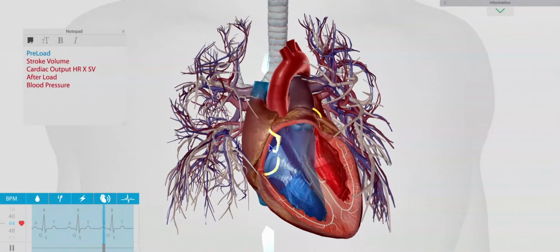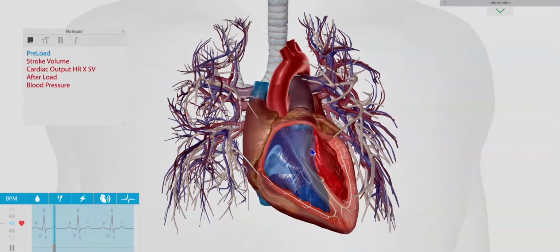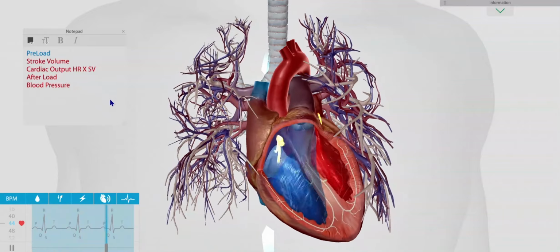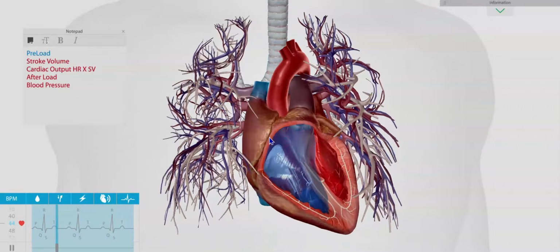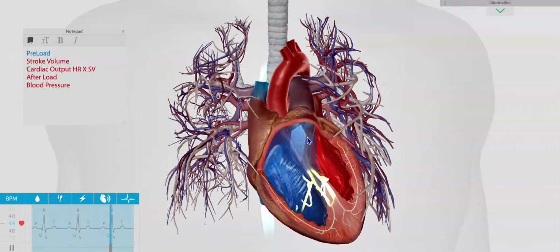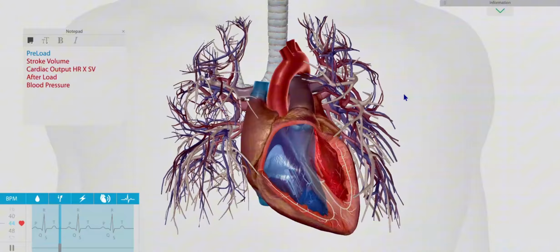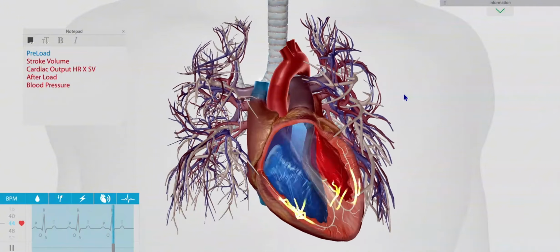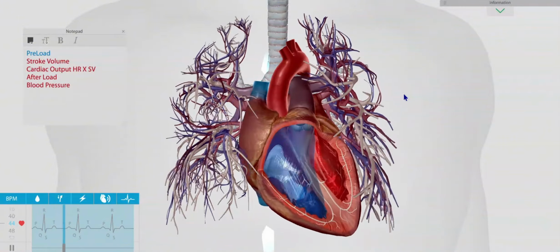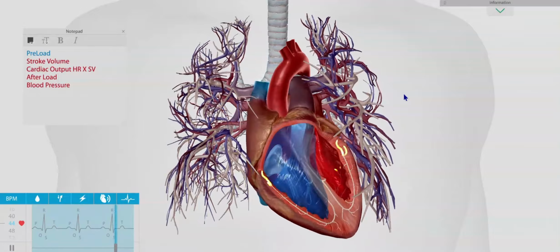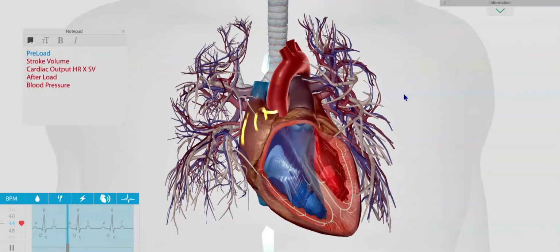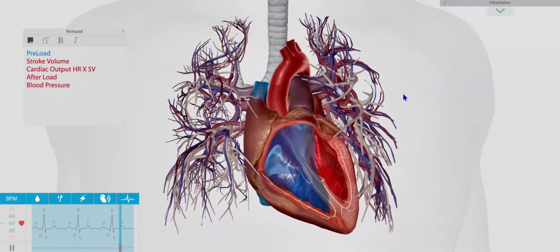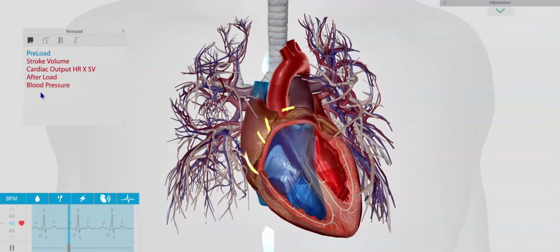Blood pressure is a culmination of all of this. Blood pressure is cardiac output and systemic vascular resistance, or the resistance to the push of blood forward that the blood vessels give us. You have to have both components working well in order to maintain a blood pressure.